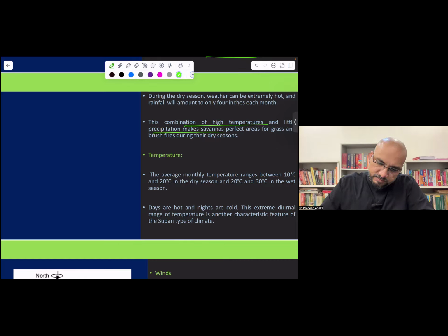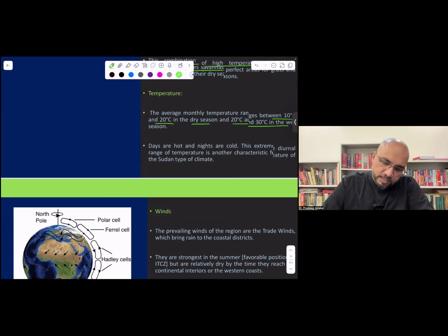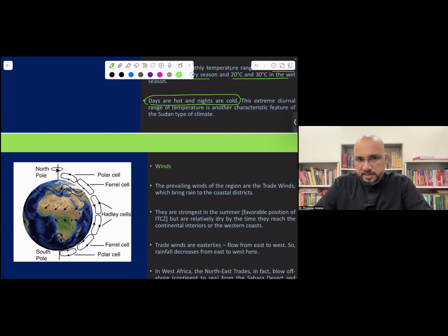Average temperature ranges between 10 to 20 degrees Celsius in the dry season and 20 to 30 degrees in the wet season. Okay, so cold and dry season and hot and wet season. So days are hot and nights are cold. So there is extreme diurnal temperature variation. This is another characteristic of the Sudan type of climate.